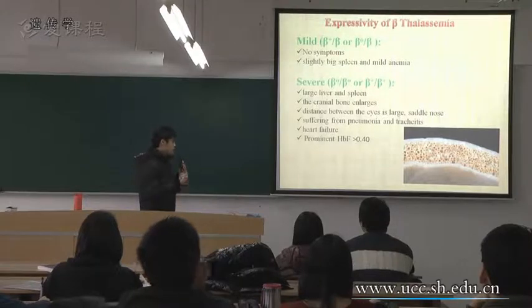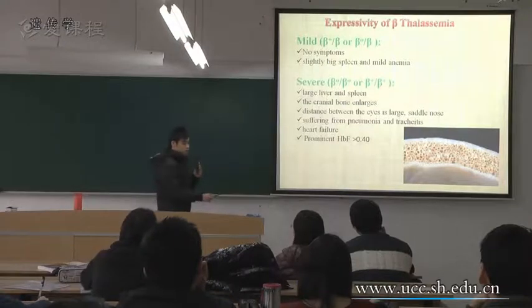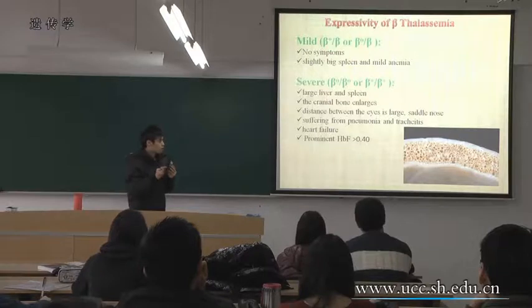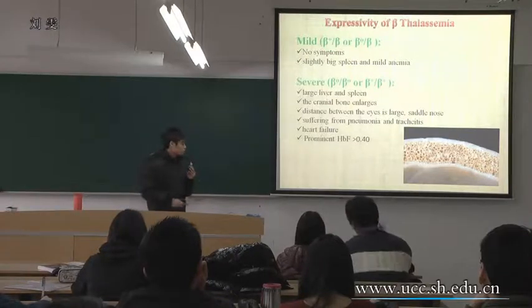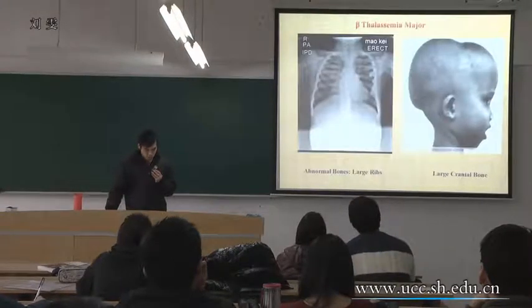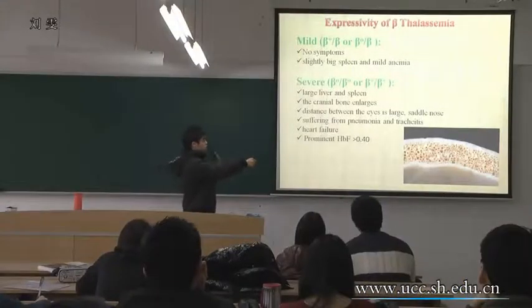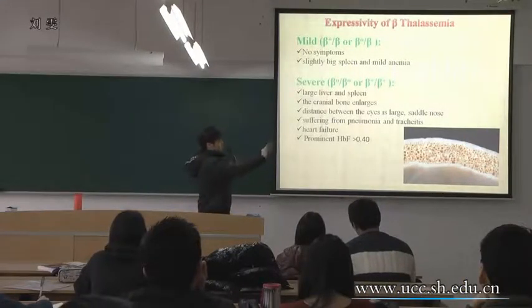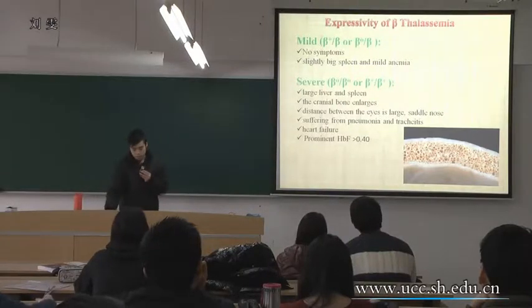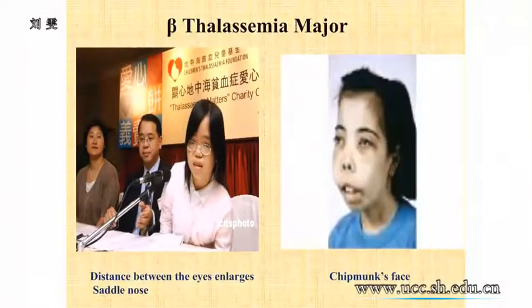And the most prominent experimental finding from the blood test is very prominent fetal hemoglobin, because they don't have beta genes, so they only have alpha and gamma genes. So this is abnormal and large cranial bones. Oh yeah, this is the diploe. The diploe will encroach between the two cranial bones, and it is also one of the characteristics of beta thalassemia. So this is beta thalassemia major, and this is the chipmunk face of the patient.